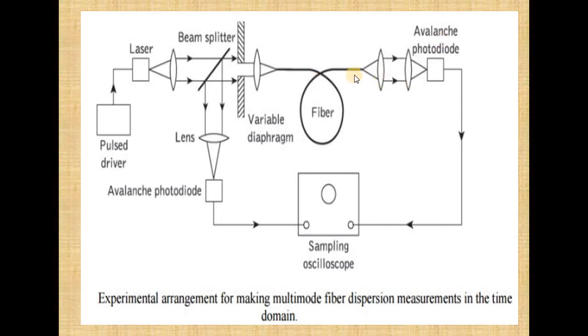The pulses from the fiber are received by a high-speed photodetector, that is an avalanche photodiode, and are displayed on the fast sampling oscilloscope. This beam splitter is utilized for triggering the oscilloscope and for input pulse measurement also. The fiber dispersion is obtained from the two pulse width measurements, which are taken at any convenient fraction of the amplitude.